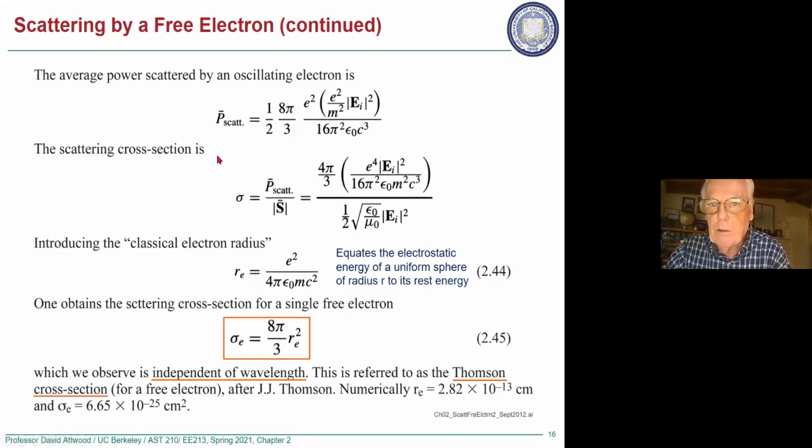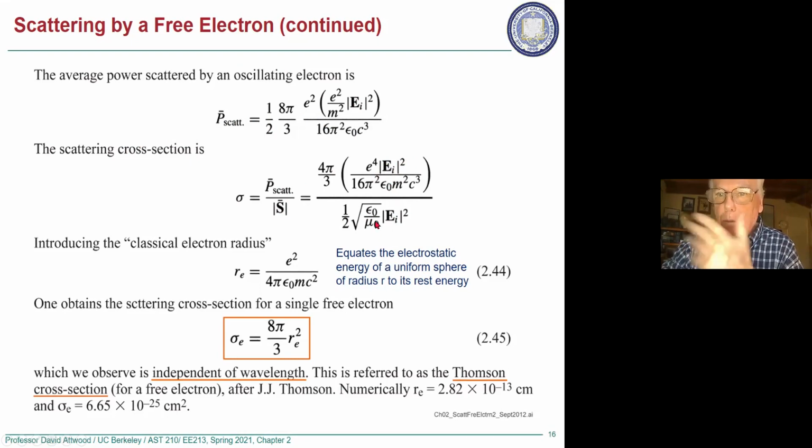And the scattering cross-section is this power, this average power scattered to all directions. This was total power scattered. So this formula is here, 4 pi over 3 from this, all of these things here. And S, the magnitude of S, is the incident intensity, which on average gets a half in here, epsilon 0 over mu 0, and the magnitude of the incident electric field squared. And you can obviously see where these are going to cross out. The electric fields are going to cross out.